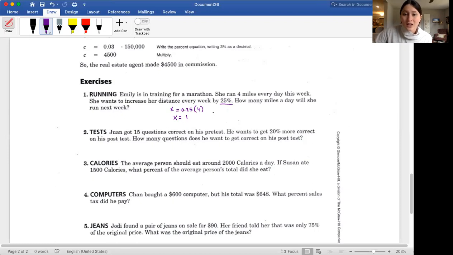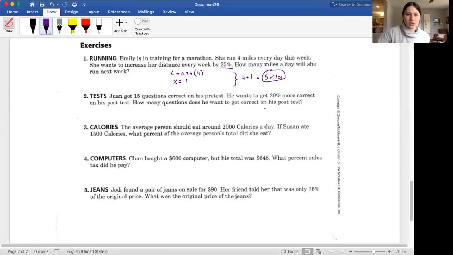And so if the question is saying how many miles a day will she run next week, well, she's increasing what she ran previously by 25%. So we're going to add her previous amount of miles to the 25% of what she ran. So it would be 4 plus 1. So this next week, she would have to run 5 miles. This question was a little trickier to think through and talk about what was going on with all these parts, because we had to add that answer to what she had previously. Okay, so let's take a look at number 2.